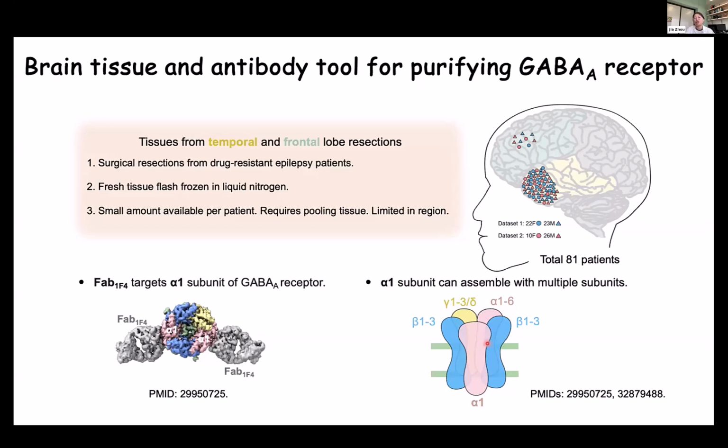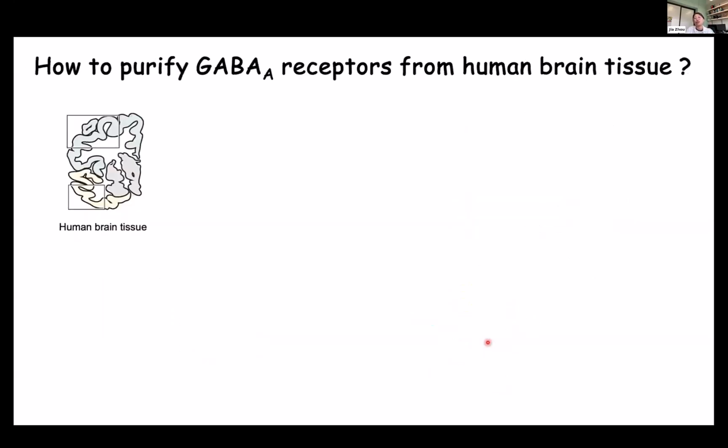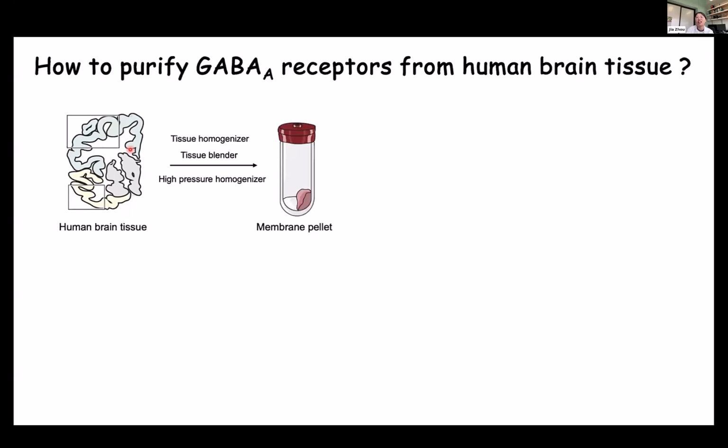So with the brain tissue and the antibody tool, I will introduce how we purify the GABAA receptor from the tissue. All the tissue we get is in a very tiny amount, as you remember, so they are all stored in Eppendorf tubes. We accumulate it by taking them out of the tubes and putting them together, around 20 milligrams. Then we use the tissue blender and homogenizer to break up the tissue, and high pressure to break up the cells. After several rounds of different kinds of spin, we finally get the membrane pellet.